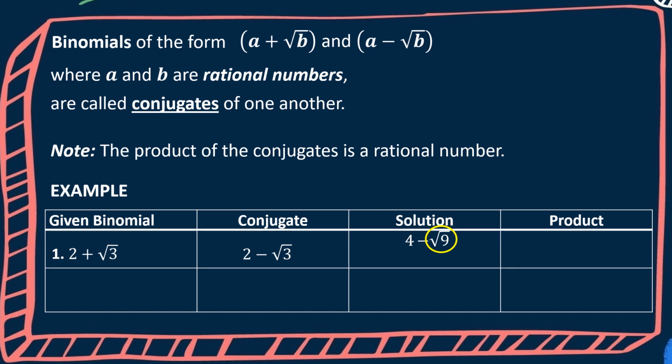Square root of 9 is equal to 3. So we have 4 minus 3, and the answer is equal to 1.